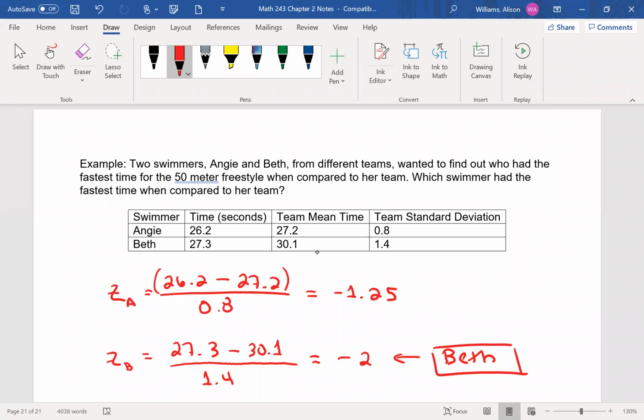And you can notice that Angie's swim team is pretty good. They're pretty strong. Their overall mean time is less than Beth's. But compared to her team, Beth is performing much better than the rest of her teammates.